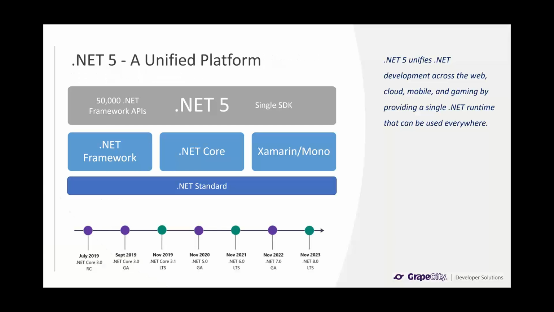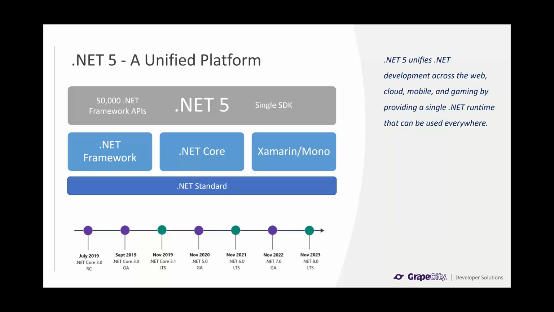So .NET 5 is the next evolution of .NET Core. It follows .NET Core 3.1. What Microsoft is doing is jumping from 3.1 to 5, and you'll understand why. Currently, there are 3 different flavors of .NET: the .NET Framework, .NET Core, and then the Xamarin and Mono stack.